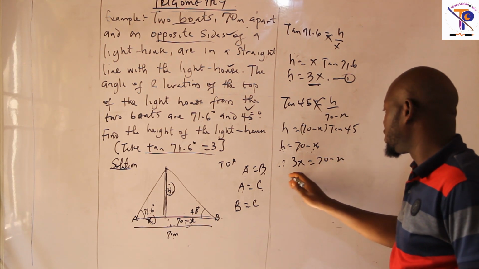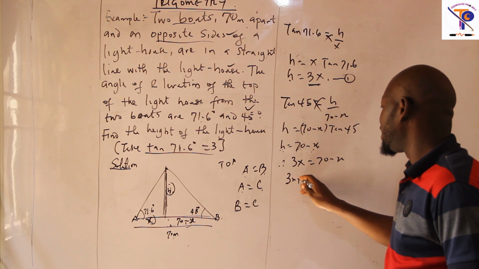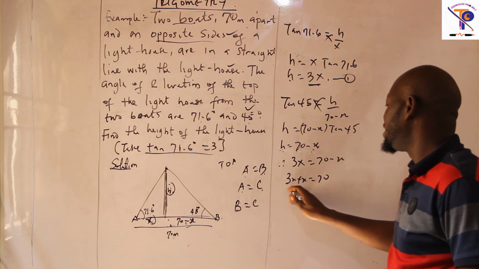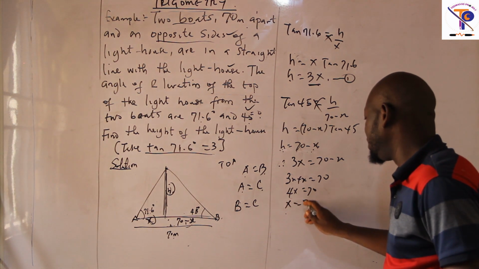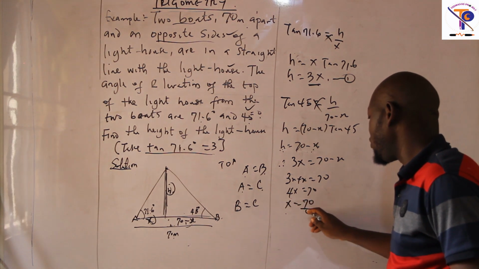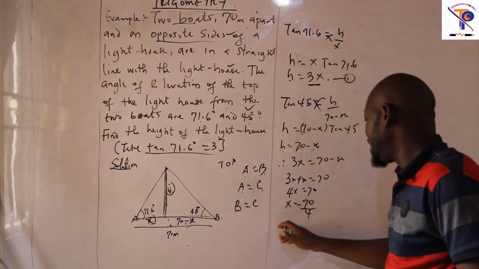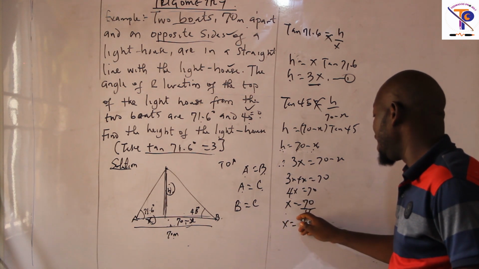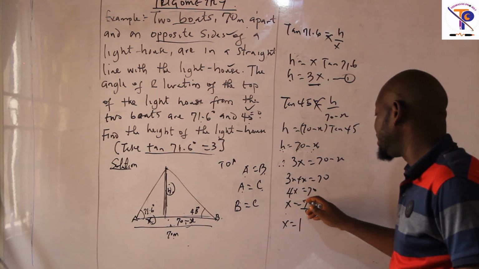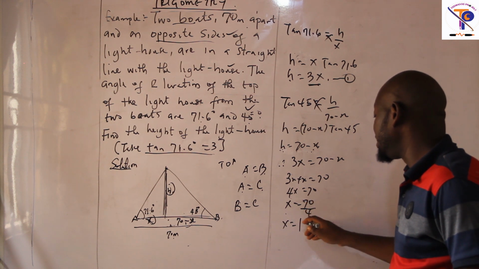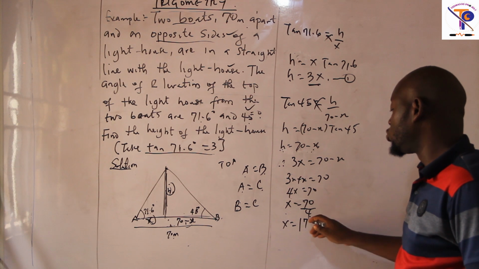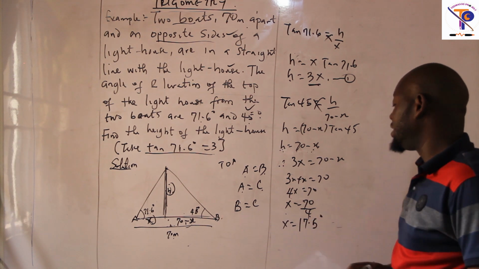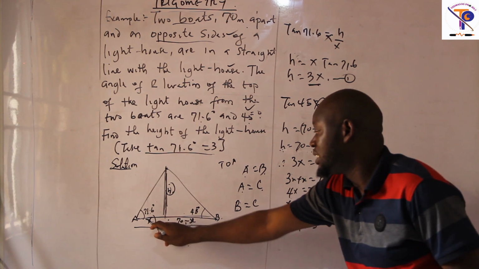So from this calculation, I'll have 3x plus x is equal to 70. Then I have 4x is equal to 70. X will now be 70 over 4. 4 in 7 is 1 remainder 3. In 30 that is 7. Remember 2 in 20 that is 5. That is 17.5. X is 17.5.